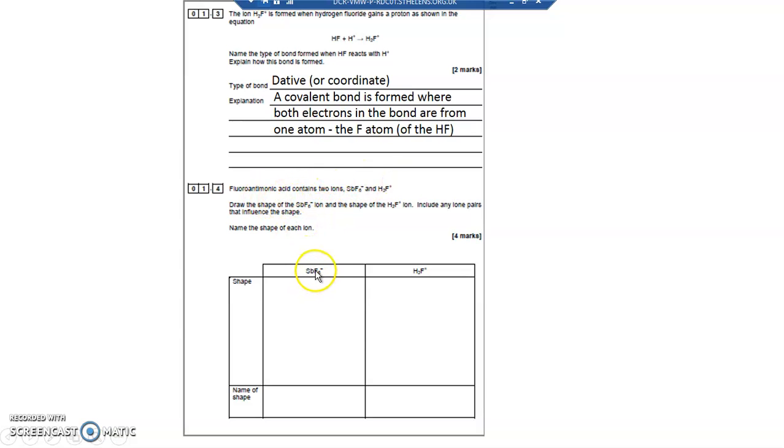So what I've got here, SF6 2-, I've got to do the shape and the name of the shape, and similar for H2F+.